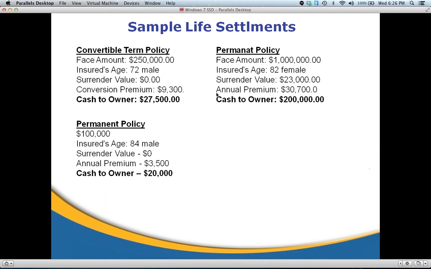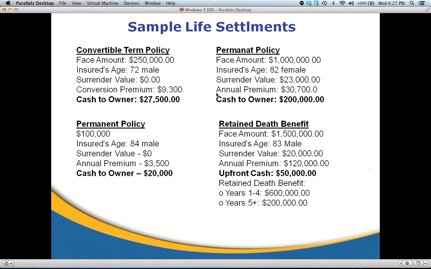Here's a smaller permanent policy, a $100,000 policy for an 84-year-old male. There was no surrender value. There wasn't any cash value in this policy the way it worked out. It was an average annual premium of $3,500. He was able to get $20,000 out of this policy, whereas the surrender value was nothing.